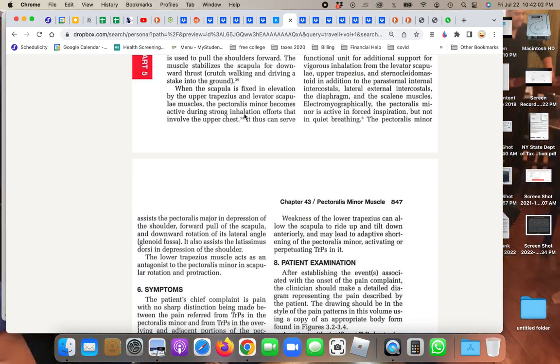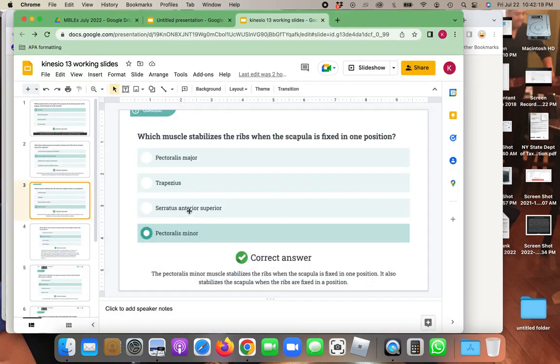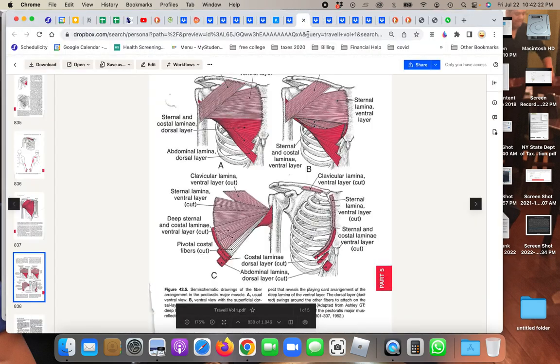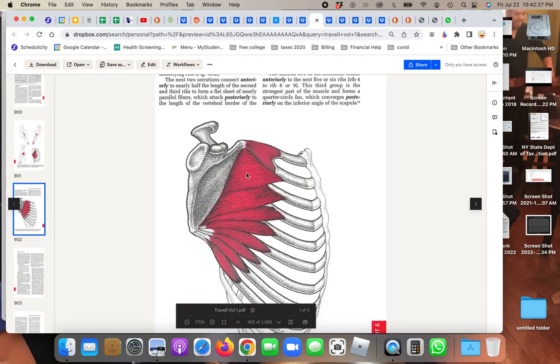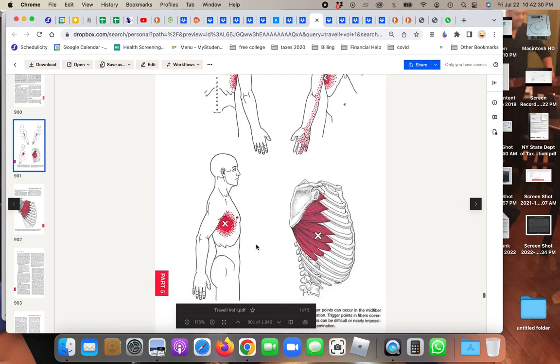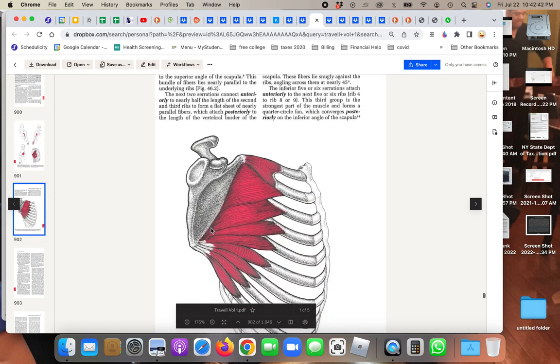So what that means is that when the scapula is elevated, your shoulders are shrugging upward. In that position, the pectoralis minor starts to pull on the ribs at the end of the inhale. And the reason it cannot be the serratus anterior superior is because the serratus doesn't move the ribs as much as it moves the shoulder blade. Part of that is because of where it attaches.